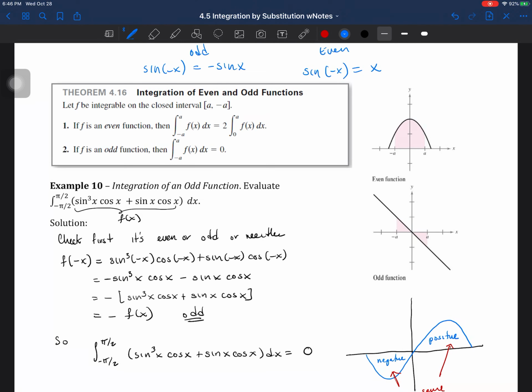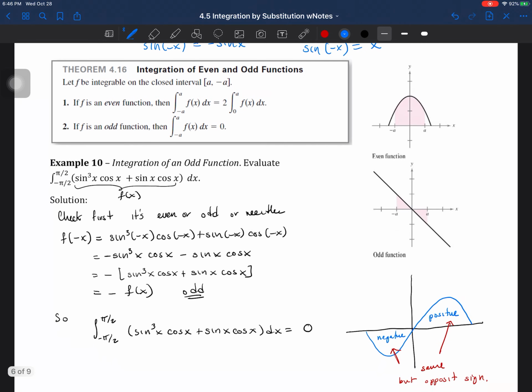So let's go ahead and do that, right? In the first one, we're going to check whether the original function f of x is even or odd. And we can do that very quickly. How do we check it? By plugging negative x into the function and seeing whether we get back the same function.